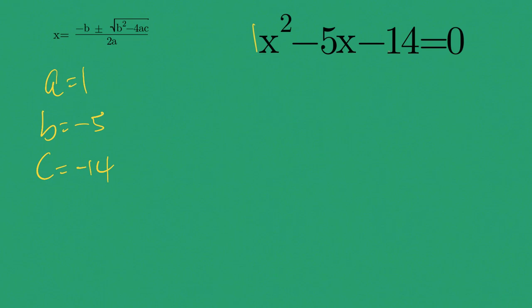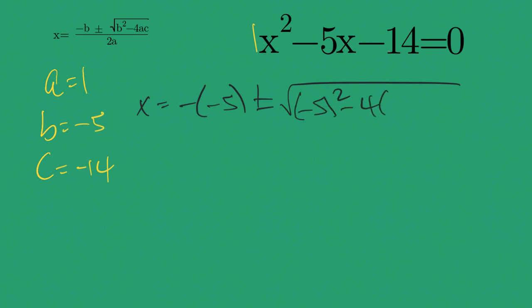All right, we're going to take A, B, and C, and I'm going to plug all that into the formula. Okay? So here we go. I'm going to go X equals negative b plus or minus the square root of b squared minus 4 times A times C, all over 2A. Shove it in there.